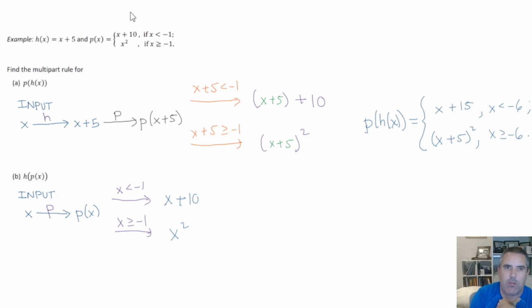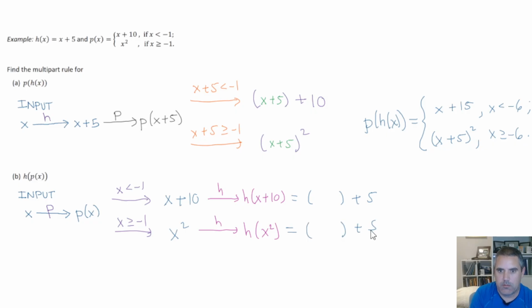And again, this overshoots. Not very many places do problems like this in their pre-calculus course, but I think it really hits home the idea of what a function is. Then we're going to plug into the h function. This is going to be h of x plus 10. And this is going to be h of x squared. It's also just good to practice logical thinking. And the function for h is whatever you input plus 5. The function here is whatever you input plus 5. Here we're inputting x plus 10. Here we're inputting x squared.